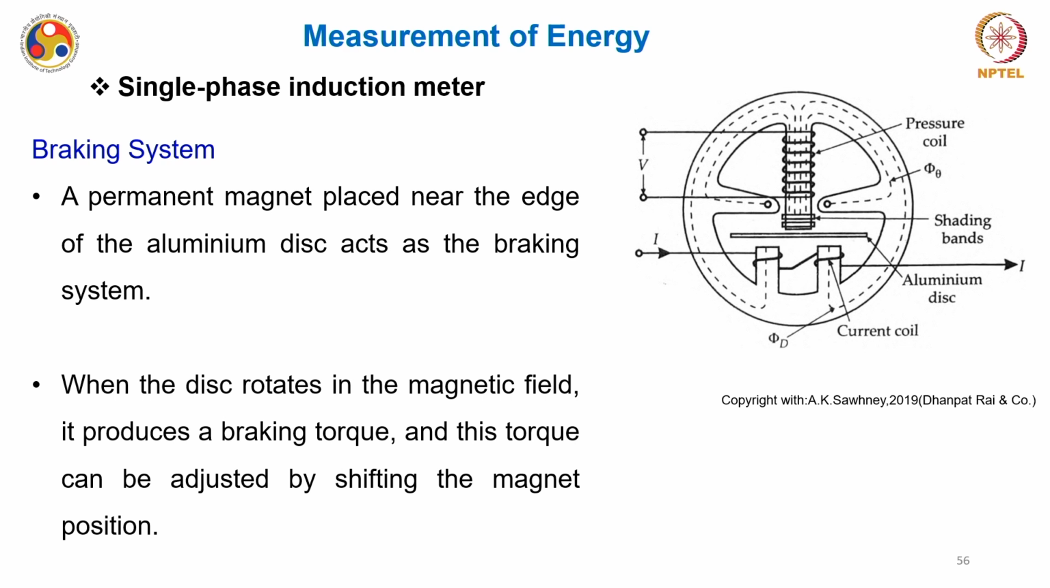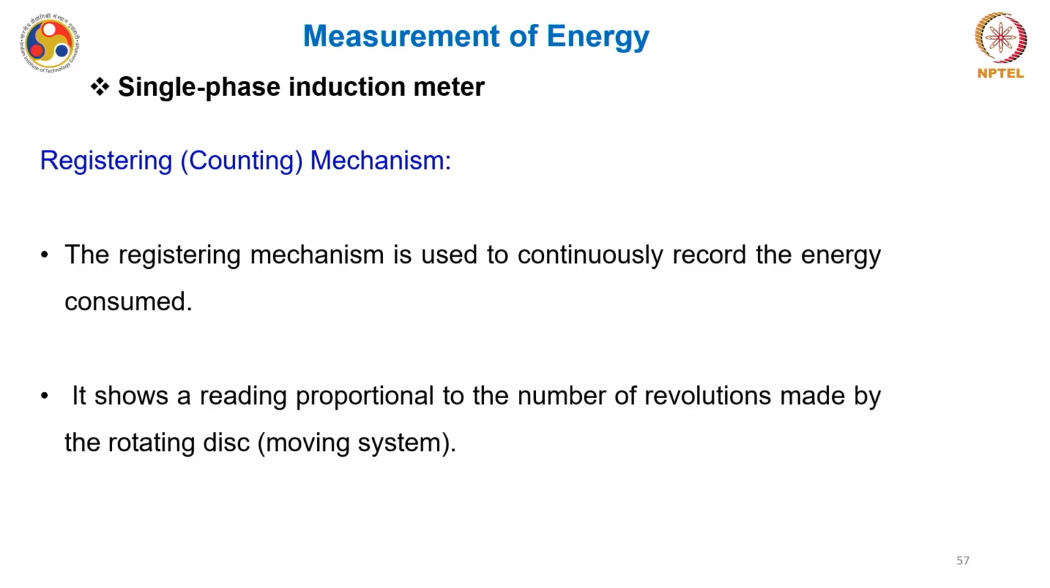When the disc rotates in the magnetic field, it produces a braking torque, and this torque can be adjusted by shifting the permanent magnet's position and the disc position. Then we have the registering mechanism, or counting mechanism, that we have just seen. The registering mechanism is used to continuously record the energy consumed.